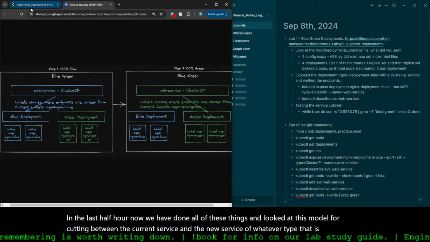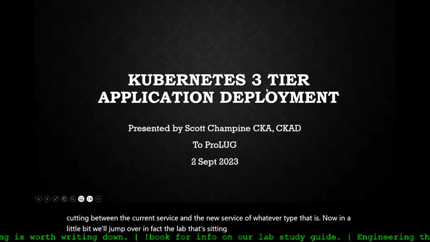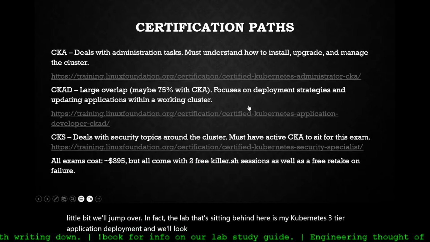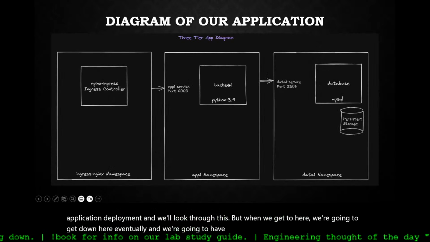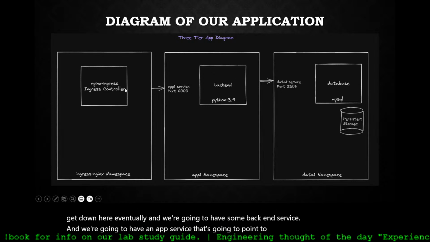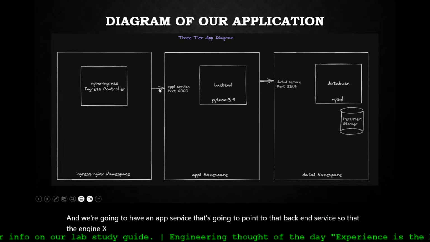Now, in a little bit, we'll jump over. In fact, the lab that's sitting behind here is my Kubernetes 3-tier application deployment, and we'll look through this. But when we get down here eventually, we're going to have some back-end service, and an app service that's going to point to that back-end service so that the Nginx ingress controller can just point to it.